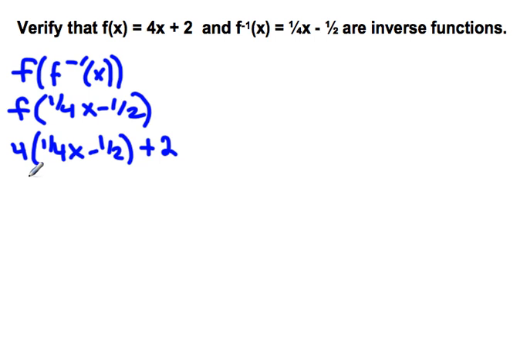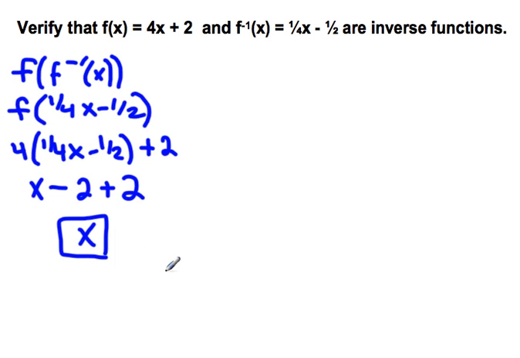Now we do the math. You need to show these steps. That's part of the proof. So I'm going to distribute. 4 times 1/4 would be 1x. 4 times negative 1/2 would be minus 2, and then plus 2. Now when we do the last part of the math, minus 2 plus 2 cancels out. That leaves us with x, which is exactly what we wanted to show in this proof.